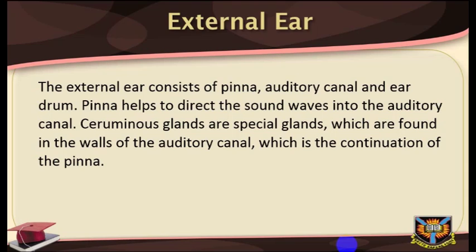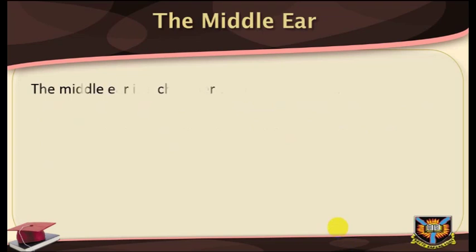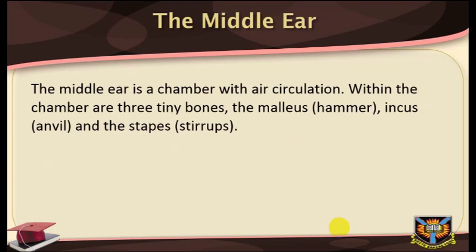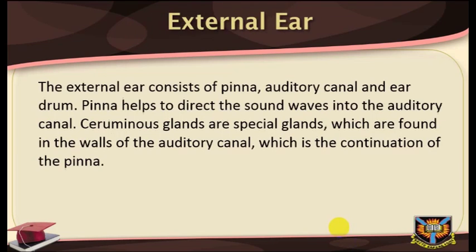The auditory canal ends in the eardrum. It is clear from the diagram that this thin membrane separates the external ear from the middle ear. This membrane, capable of vibration, is connected to the ossicles of the middle ear.